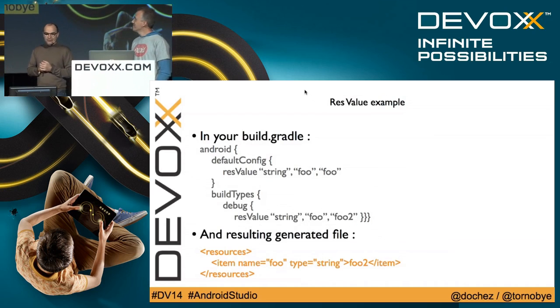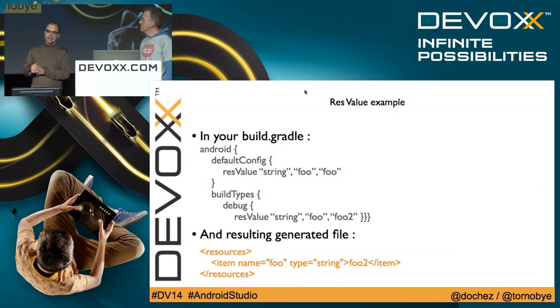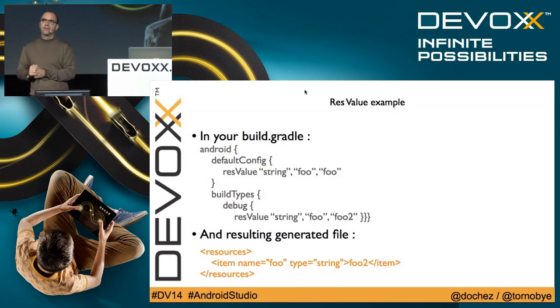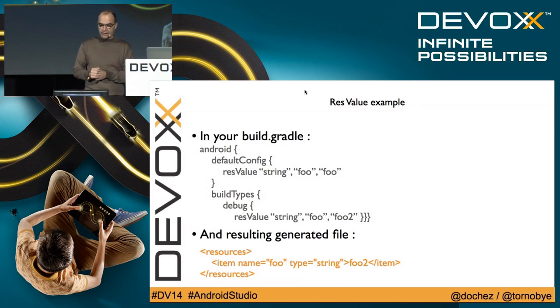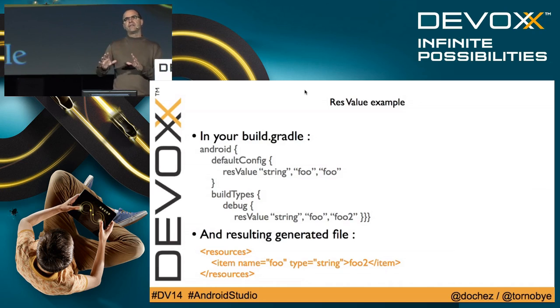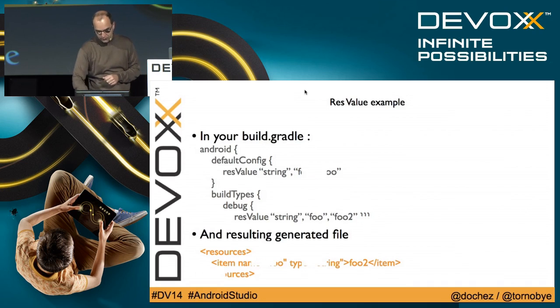All right, another thing you could do is to have res values. You could define in your build.gradle these different resources, and then we generate automatically the resulting resource file. Again, that's the way to do things differently, very easily, without having to necessarily put very specific resource files in a directory which is specific to a particular build flavor or product flavor.